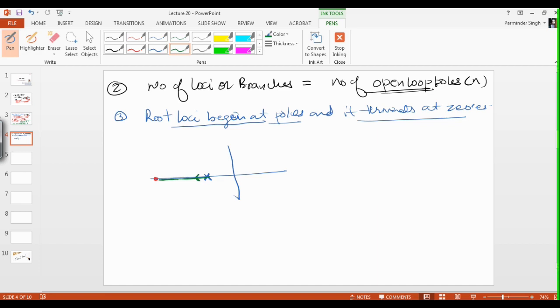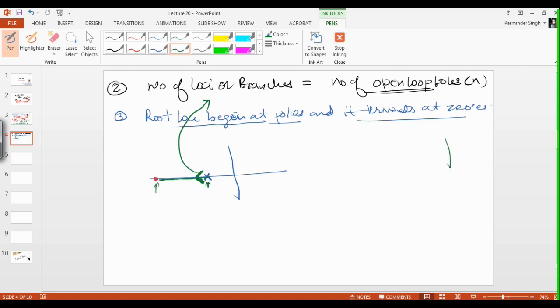Now what is this arrow? This arrow is your locus. Now in this case, the number of poles is 1. This is the pole. The number of poles is 1. So how many loci will be there? There will be 1 locus, and that locus will be shown by this arrow. Now this arrow starts from the pole, and it will terminate at this zero.